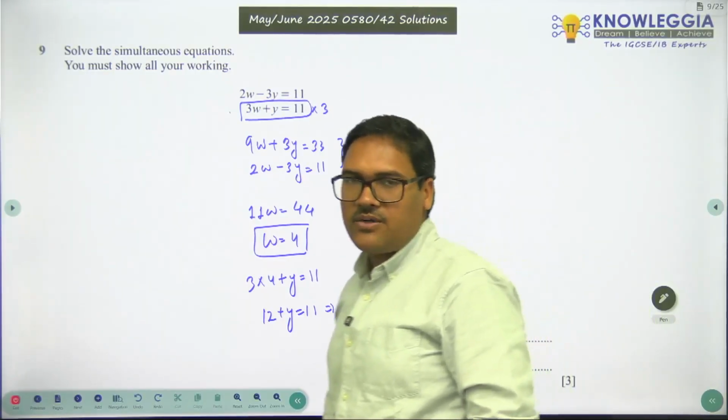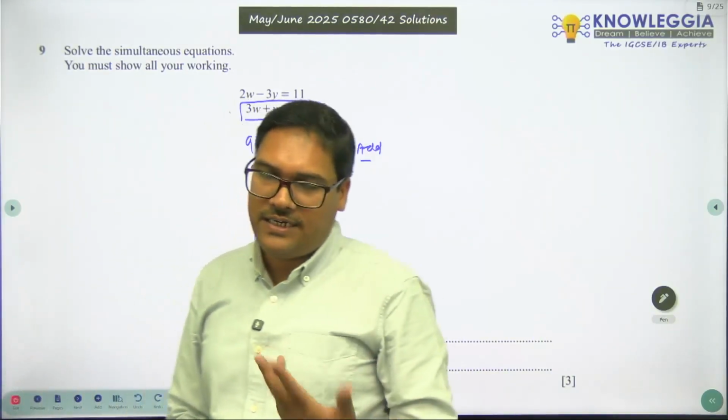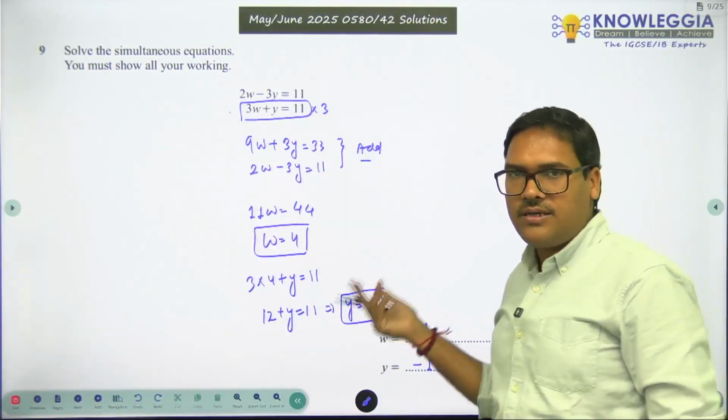For elimination, just make two coefficients the same, x term or y term, and then accordingly add or subtract.